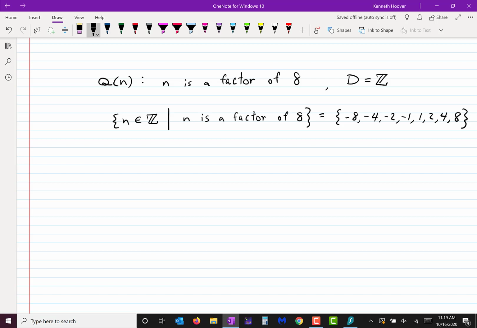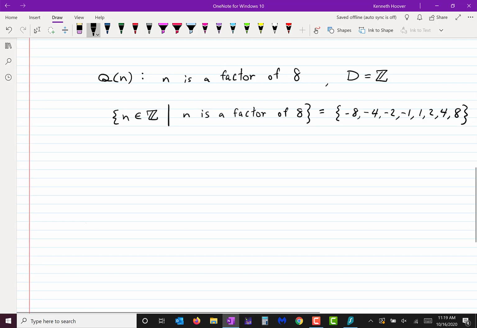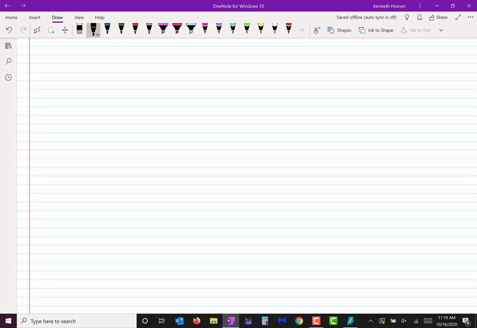Now, let's move on to quantifiers. And I believe we've actually seen these before also. So, let Q of x be a predicate, and let D be the domain of x.